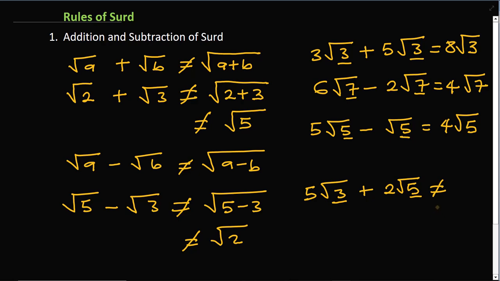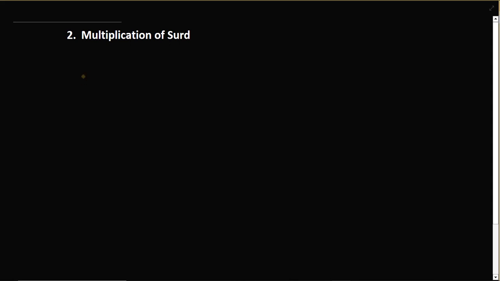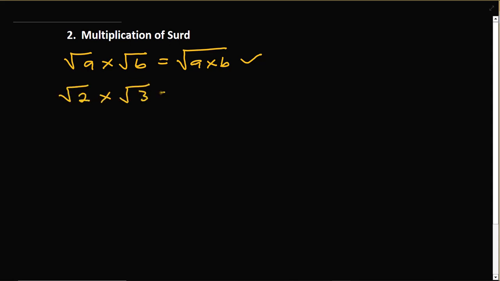So let's go to the next one. Multiplication of surds. When we have surd A multiplied by surd B, for instance, you can actually multiply them to get surd of A times B. So this is obtainable. We can do this, but for addition and subtraction, we can't. So let's say surd 2 multiplied by surd 3. We can as well have 2 multiplied by 3, and that gives us surd 6. This is practical.